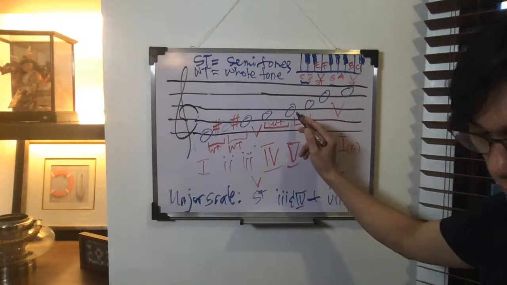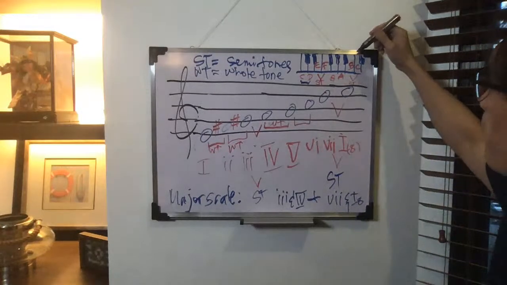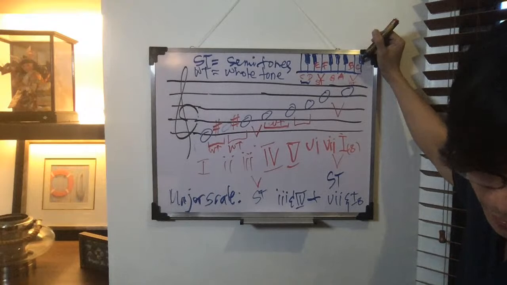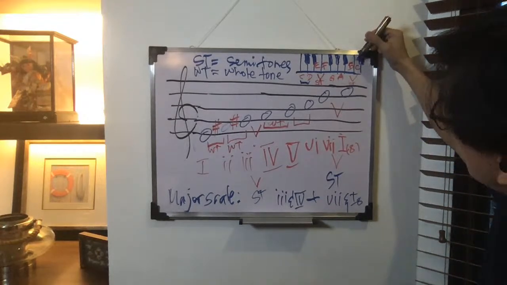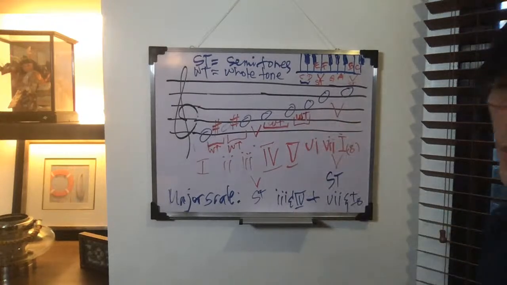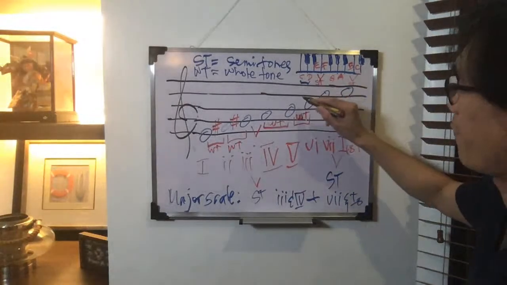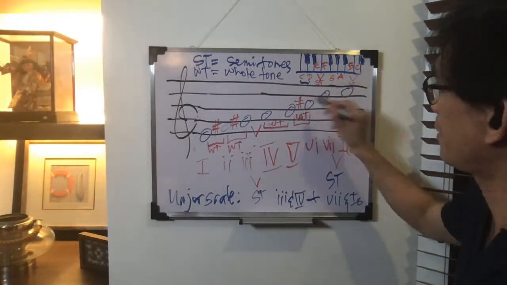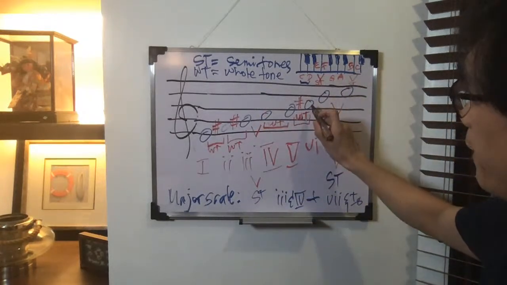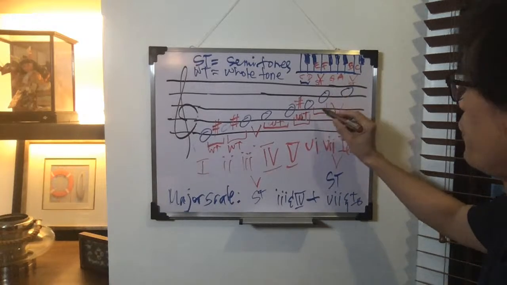Now, from B to C. Oh, we have to do something here because it's actually only a semitone. We need a whole tone interval. So what do we do? Yes, you've guessed it right. It has to be C sharp. You always change the one on the right.